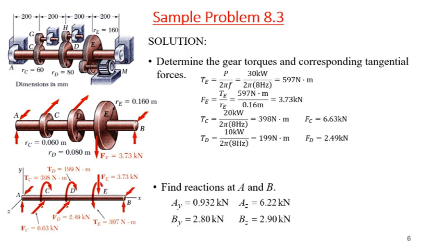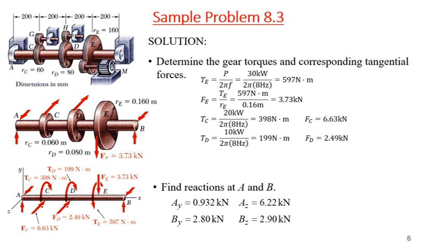So we will find the reactions at A and B. Draw the free body diagram. Since rotation is allowed, there will be no reaction torque at A and B, only reaction forces. So AY is 0.932 kilonewton, AZ is 6.22 kilonewton, BY is 2.8 kilonewton, and BZ is 2.9 kilonewton.